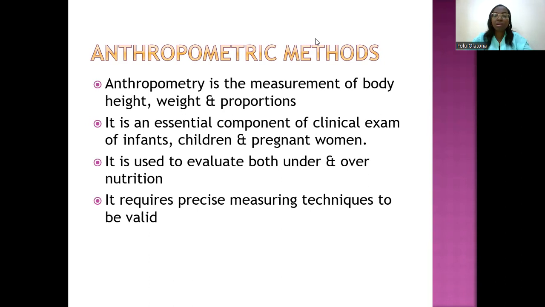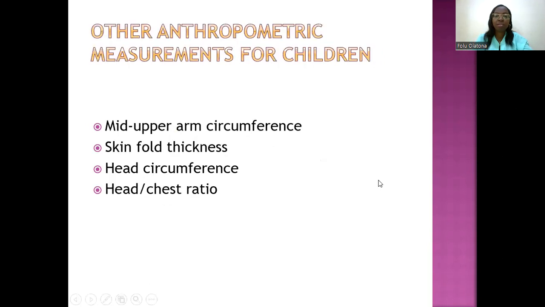This is used to evaluate both under and over nutrition. That's the peculiarity of anthropometric method. So you can evaluate under nutrition, you can evaluate over nutrition. It requires precise measuring techniques for it to be valid. So if the precise measuring techniques are not followed, then the values may not be valid.